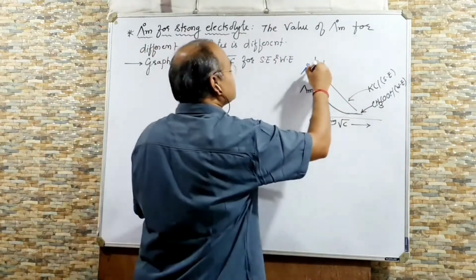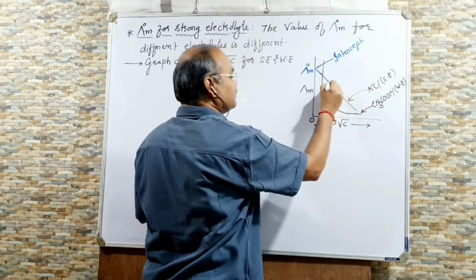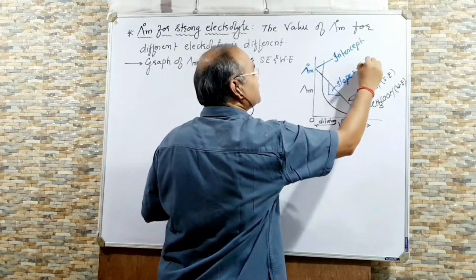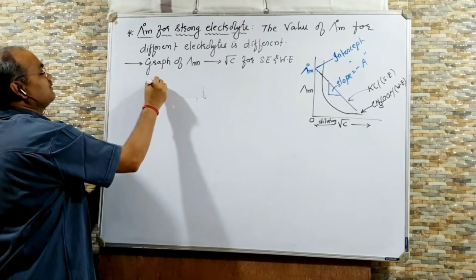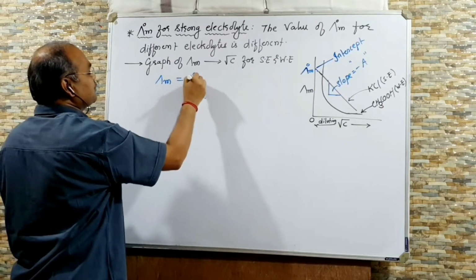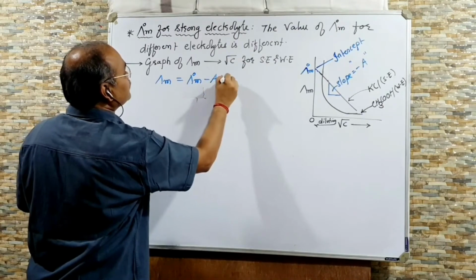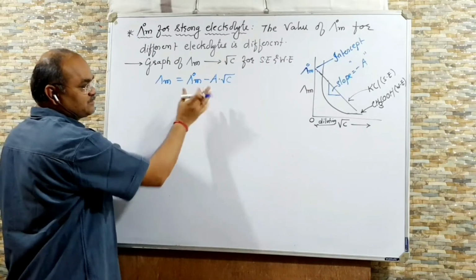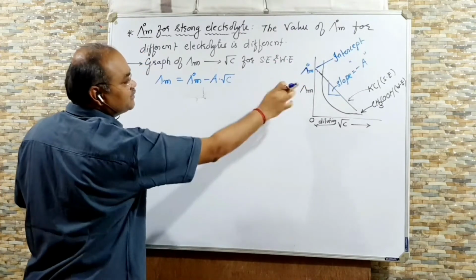And here what is this? Lambda m0. Lambda m0 is called intercept, and you can find out the slope. Slope is equal to minus a, because when it was plotted we got this equation. Lambda m is equal to, actually based on this equation we have plotted that graph, lambda 0 m minus a into square root of c. This was our equation. You can compare this equation with the equation of a straight line graph, where lambda 0 m is intercept and a will be the slope.